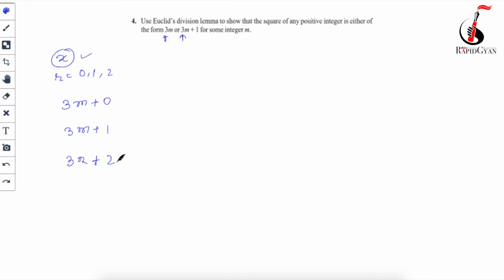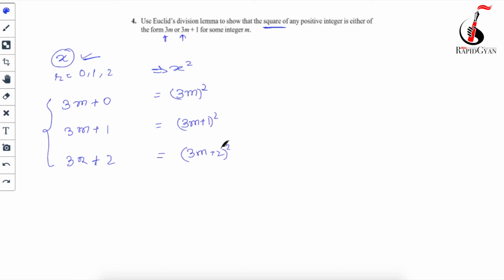But now what we will have to do is square these possible values, because the question clearly mentions that we have to prove it for the square of the positive number. What was your positive number? Your positive number is x. So the square of x will become x square. Its possible values will become 3m square, then 3m plus 1 square, and 3m plus 2 square.